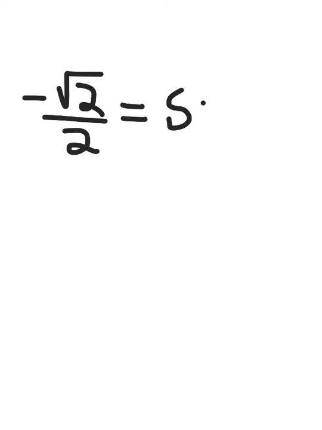Okay, so go ahead and take out your unit circle, pause the video, and find all the angles that when I take the sine of, I get negative square root of 2 over 2.